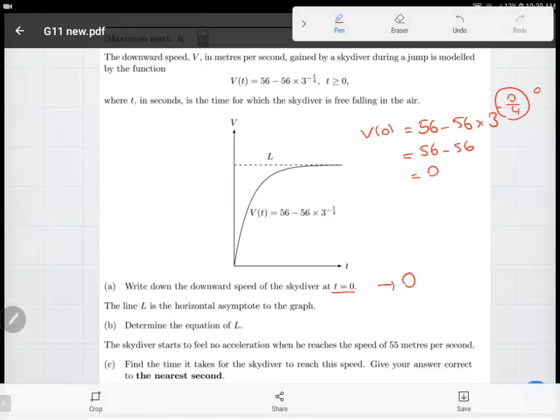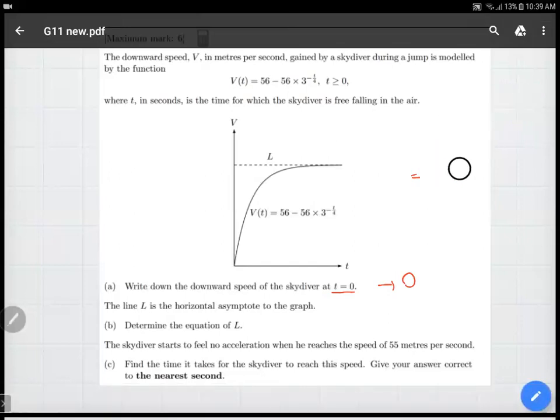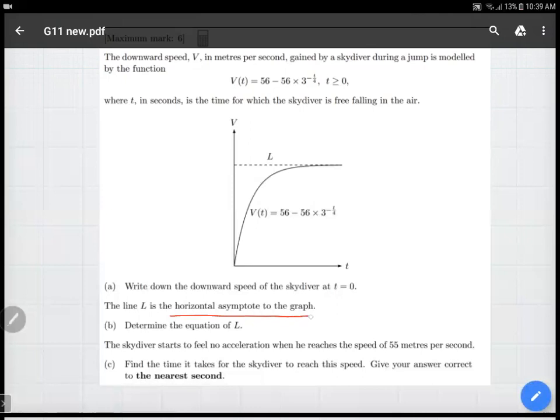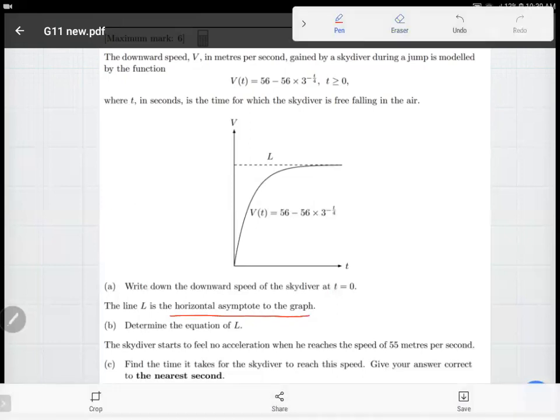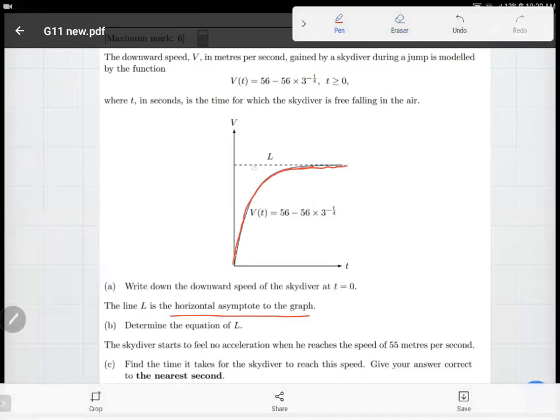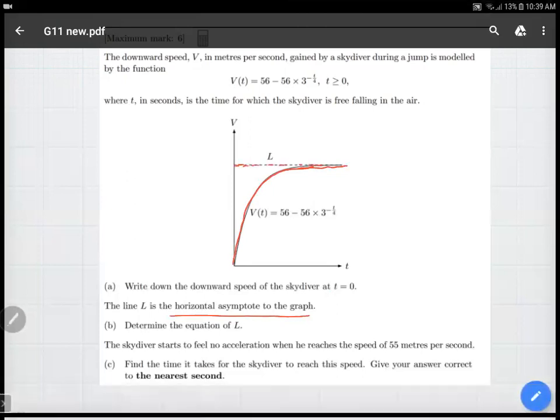Let's start part B. First of all, let's clean our screen. Okay, now we're going to start part B. In part B, the question is asking for the horizontal asymptote of the graph. So if you look at the graph, it is getting closer, closer, and closer to one number, but we are not passing this point. So it is our horizontal asymptote. We need to find that number.